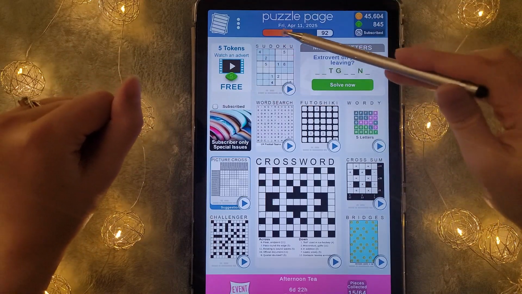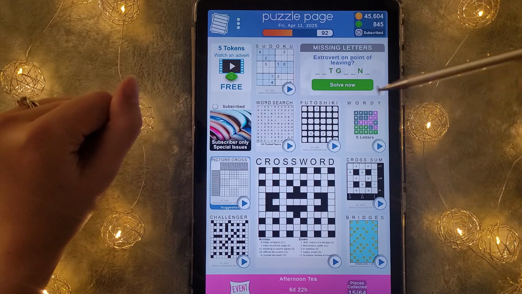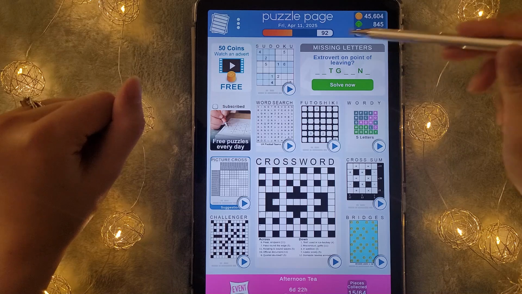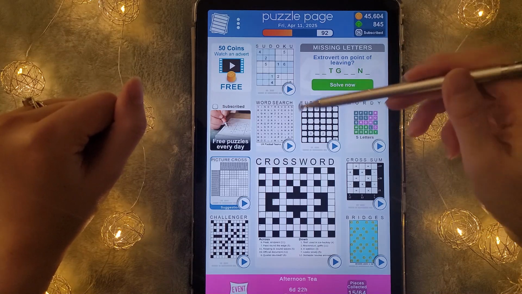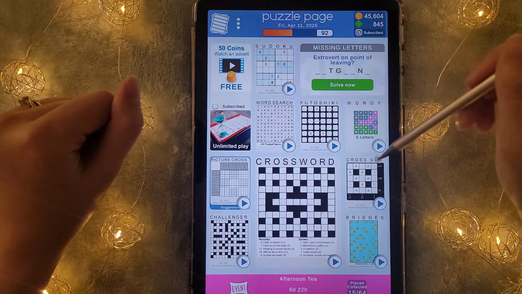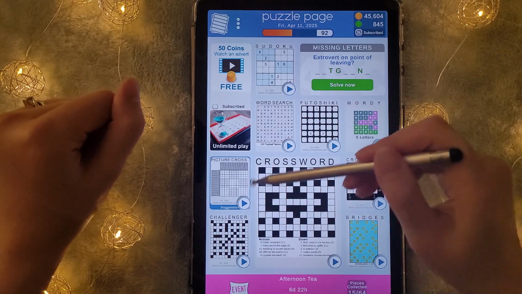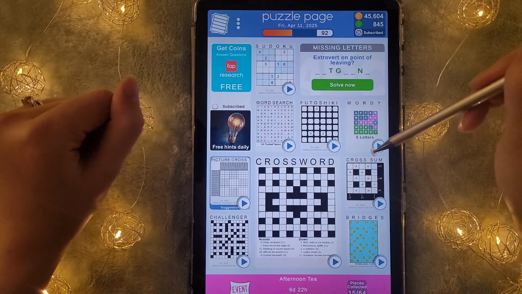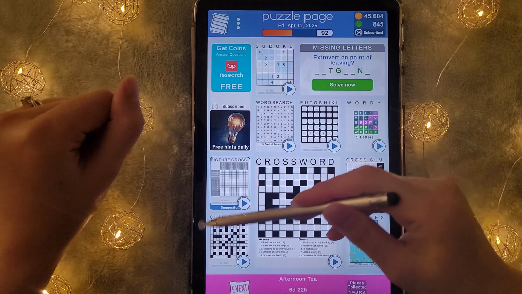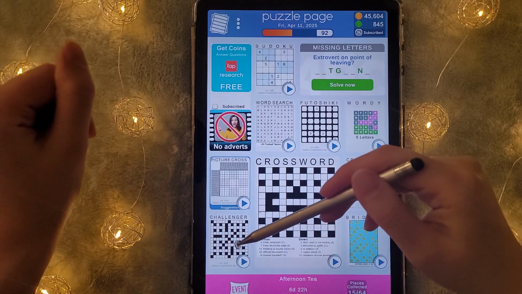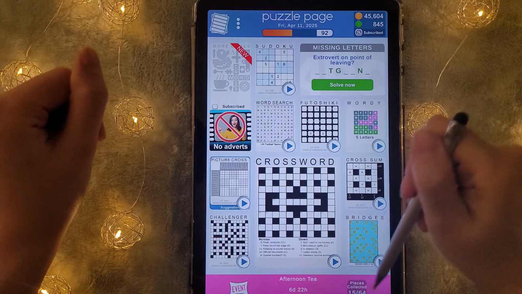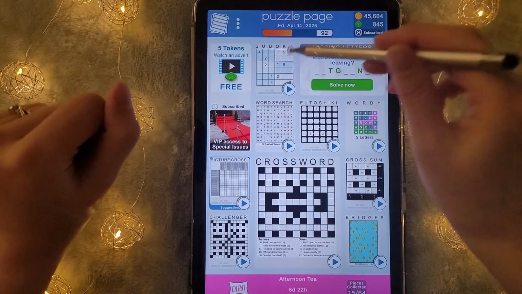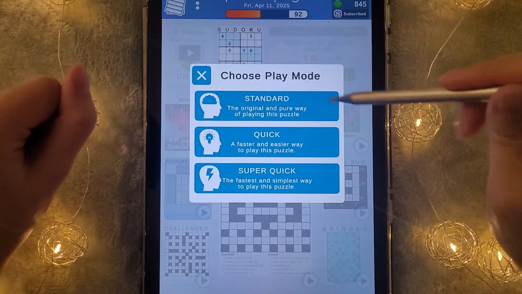So today we have Sudoku, we have a word search, this missing letters fill in the blank, Futoshiki, Wordy, which is like Wordle, picture cross, crossword, cross sum, challenger, which is I think just another version of crossword, and bridges. So I think I want to just dive right in. Let's go ahead and start with Sudoku. And I usually just do the standard.